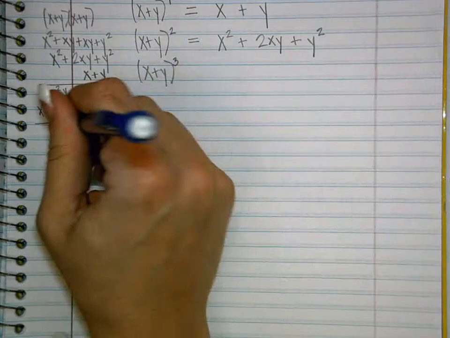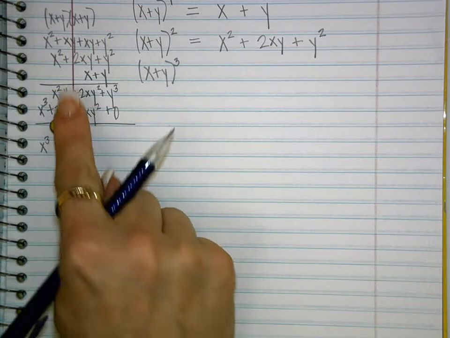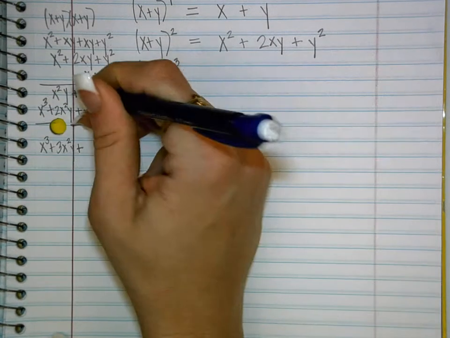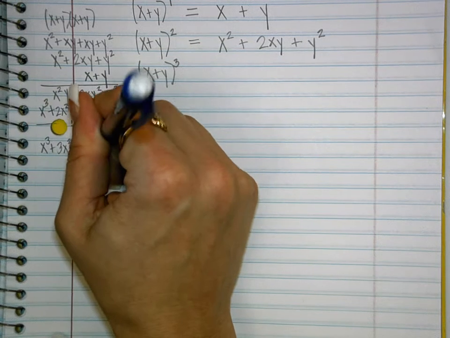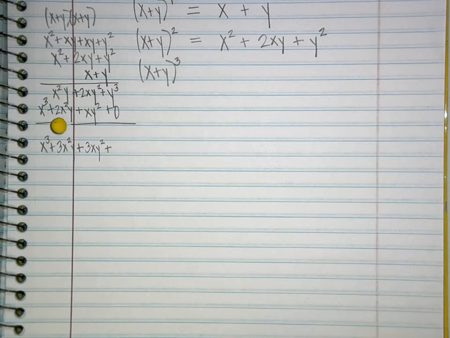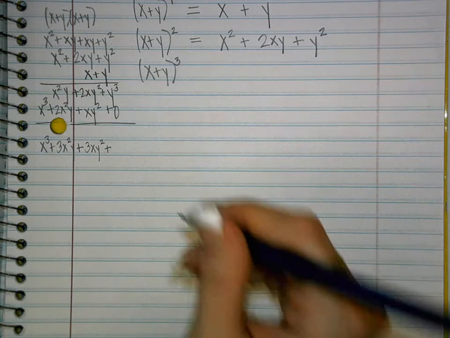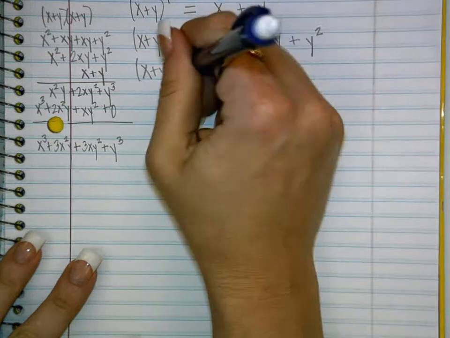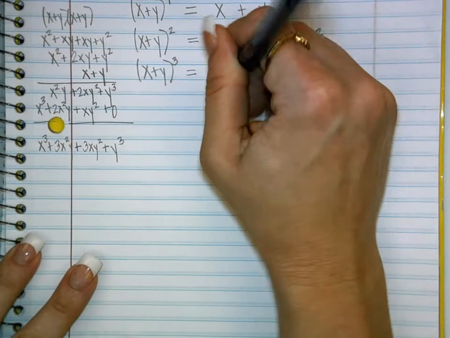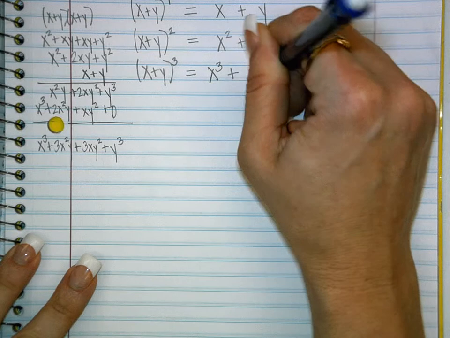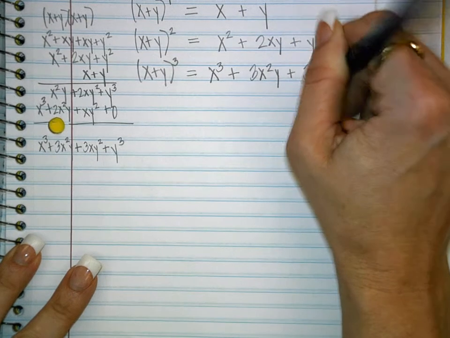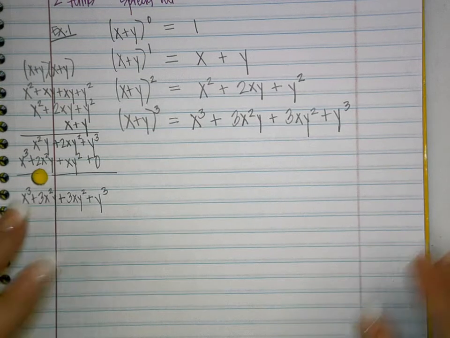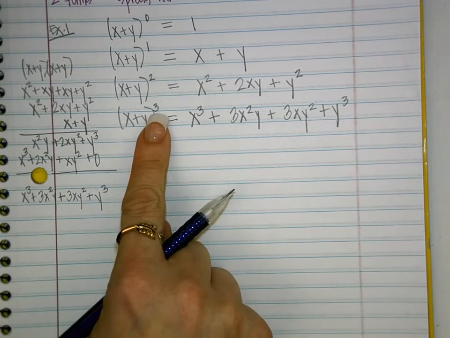You add everything together. That would give you x cubed. 1 and 2 gives you plus 3x squared y. Plus 2 and 1 gives you 3xy squared. Plus y cubed. So if I write this out, you would get x cubed plus 3x squared y plus 3xy squared plus y cubed. Okay, that is the binomial expansion of x plus y quantity cubed to the third power.